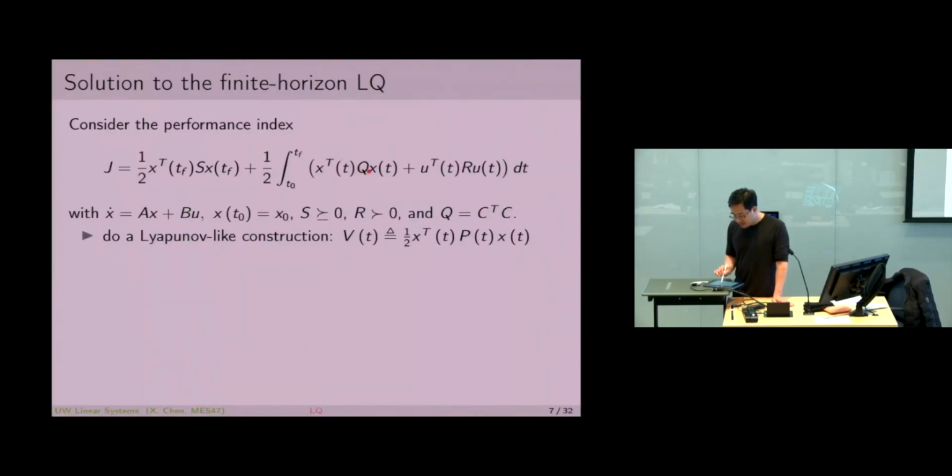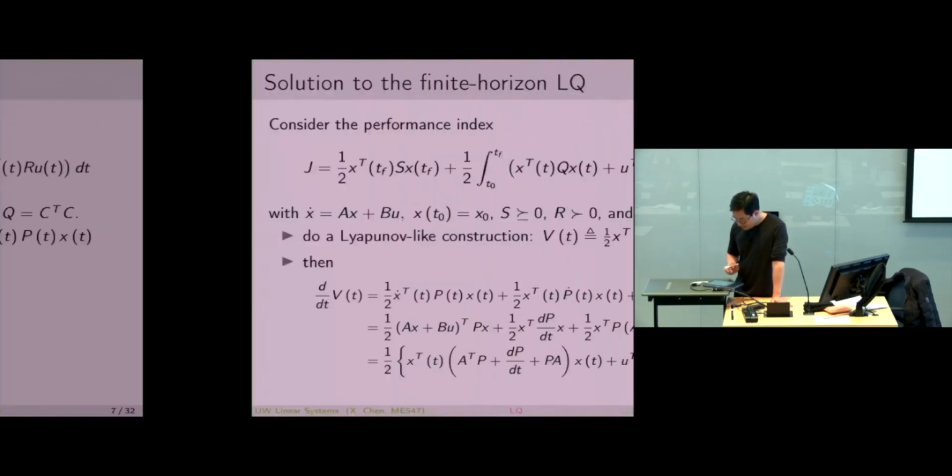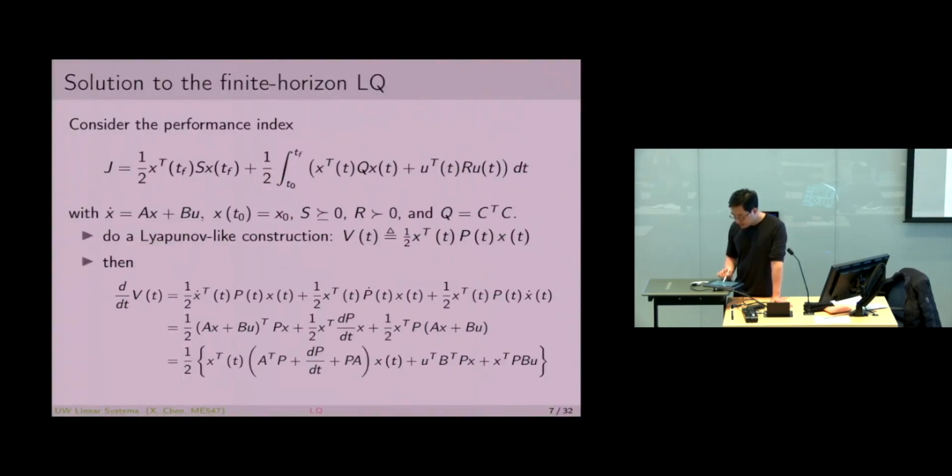The solution to this type of integral is actually no longer so unfamiliar to us. In the Lyapunov analysis, we have these kinds of quadratic functions. Let's try a Lyapunov-like construction. Let's say V is half of x transpose Px, where P is a symmetric matrix. Let's do this construction, and then let's talk about the derivative of this Lyapunov-like function.